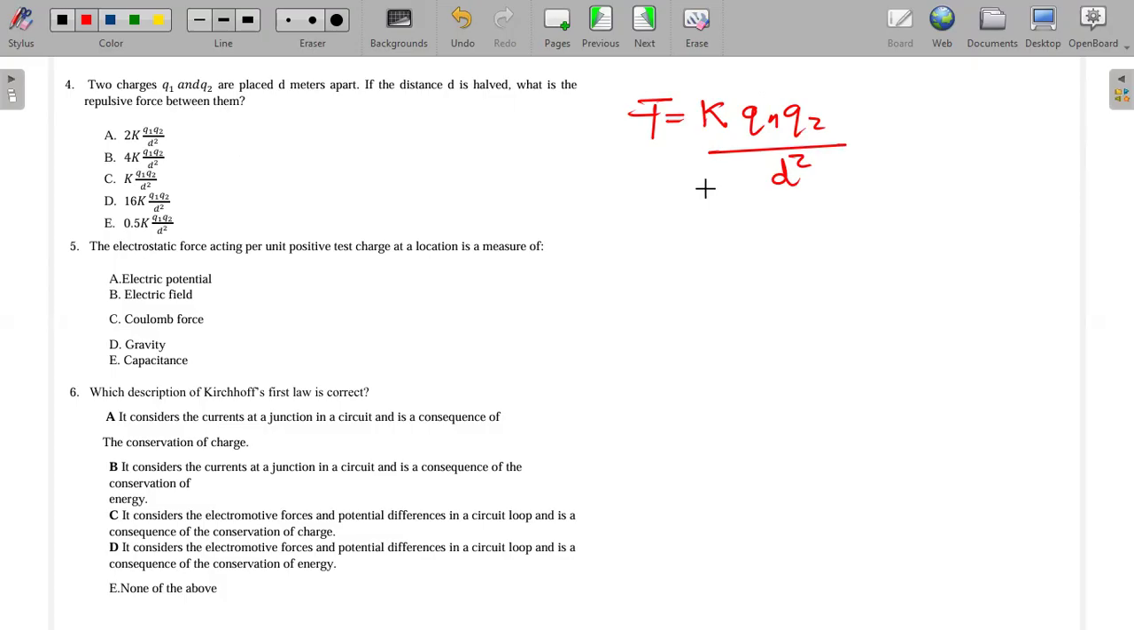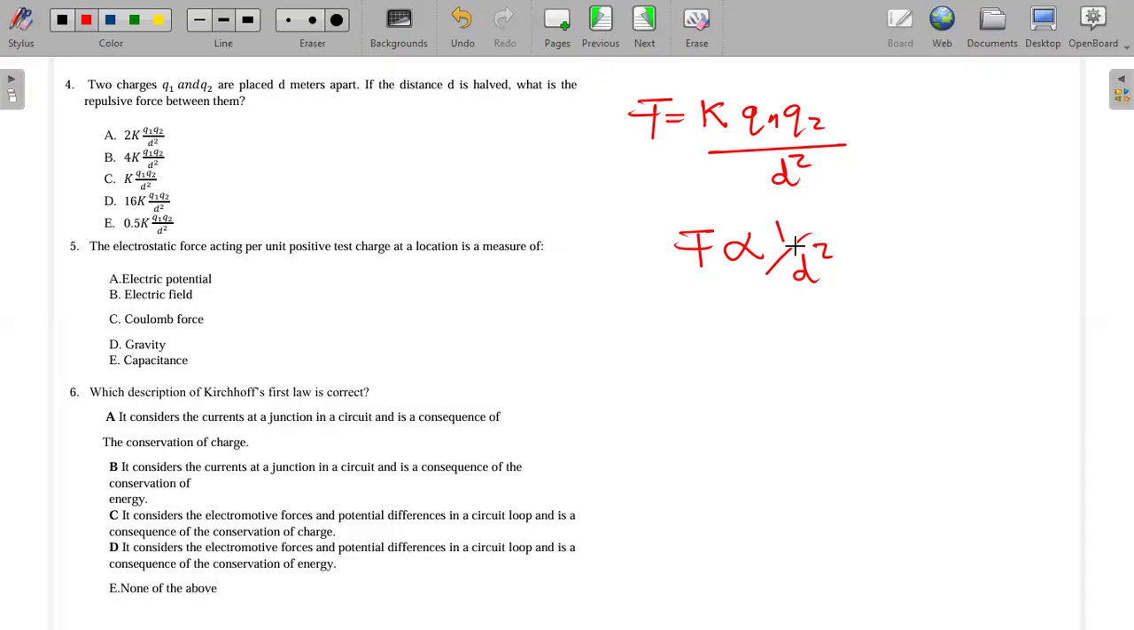So this is what we have. And you're going to notice from this equation that the square of the distance is inversely proportional to the repulsive force between them. So I want to establish a relationship: the repulsive force will be inversely proportional to 1 over d squared, like this, which means as you increase the square of d, the force is going to reduce.